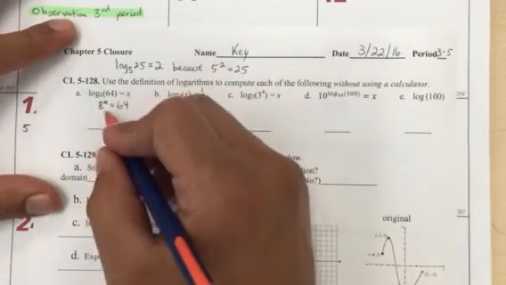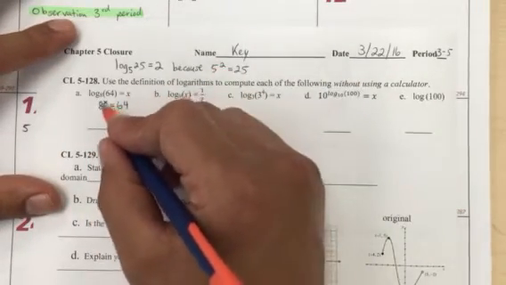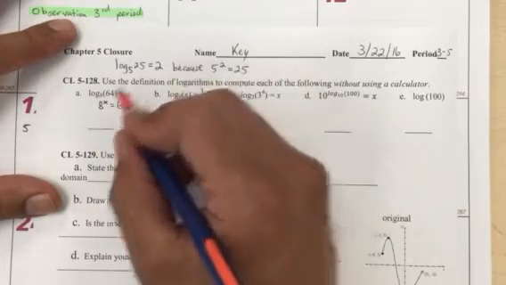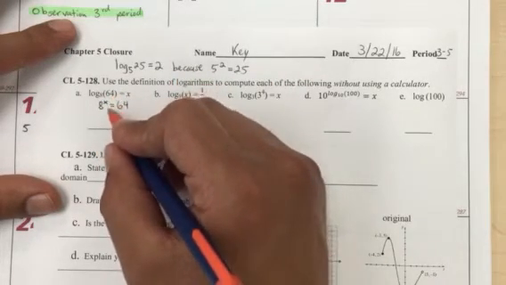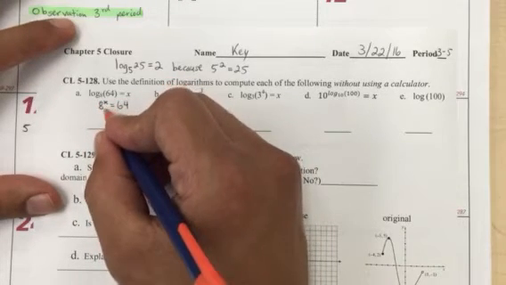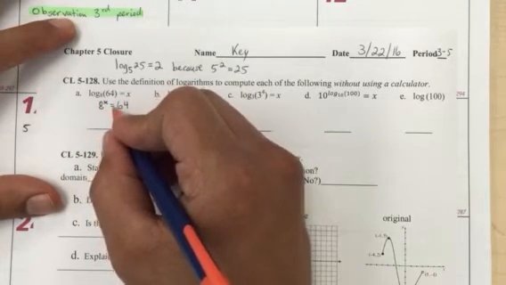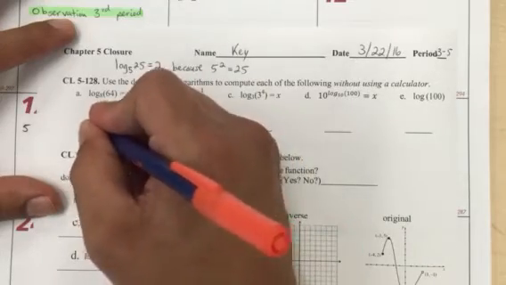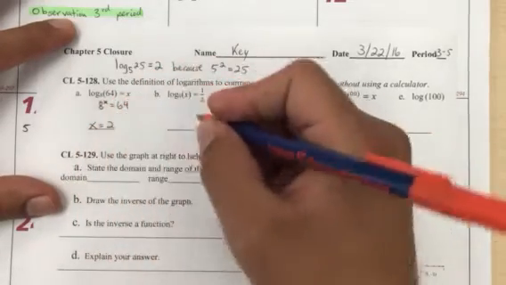So going back to problem A, it can help us to look at this statement and switch it. Now that we have it in exponential form, we can easily see that x has to be 2 in order for 8 squared to be 64. So in this case, x equals 2.